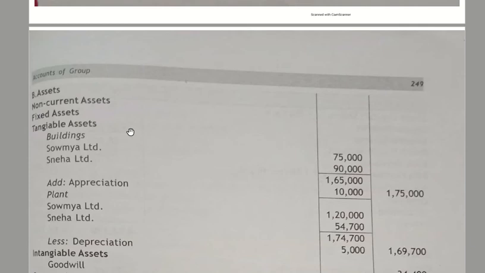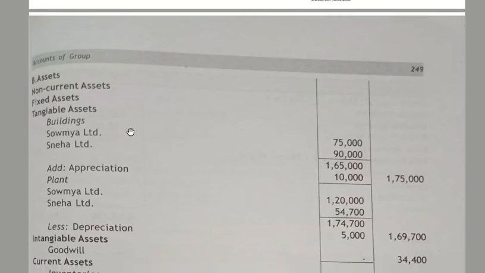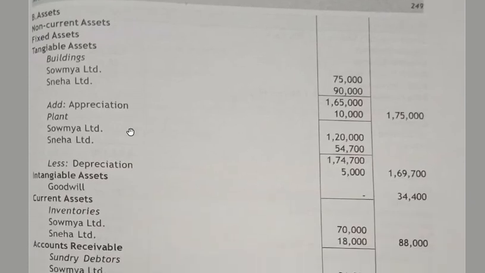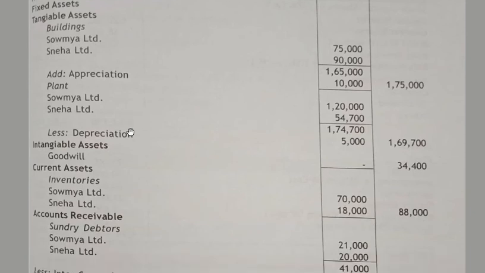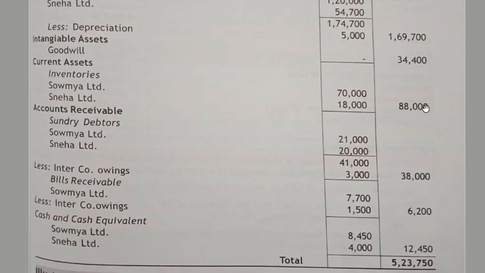Under that you have your fixed assets. Under that tangible assets, buildings. So Somya Limited is 75,000, Sneha Limited is 90,000. So if you see, buildings have an appreciation of 10,000. So which means to say it was undervalued, right? So you add the appreciation, which is 1,75,000.